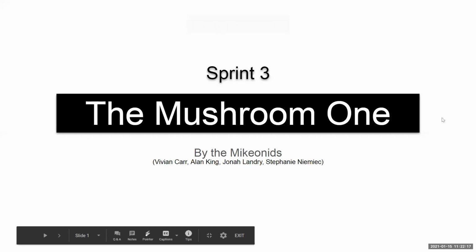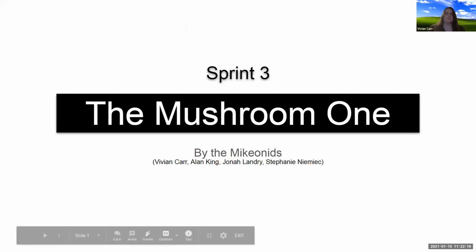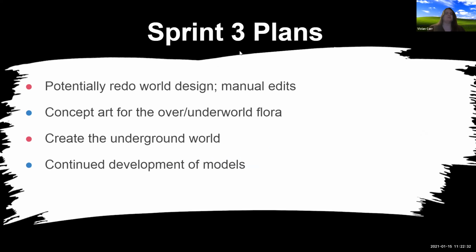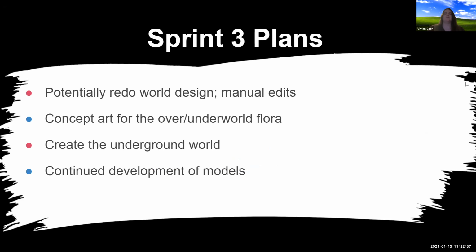All right. Vivian, would you like to kick us off? Sure thing. This was our sprint 3, and this team is me, Vivian Carr, Alan King, Jonah Landry, and Stephanie Namek. We didn't get everything that we started planning on this one. We haven't looked into world regeneration, but we have been making progress with development of our flora that's going to populate the world and the actual development of models.